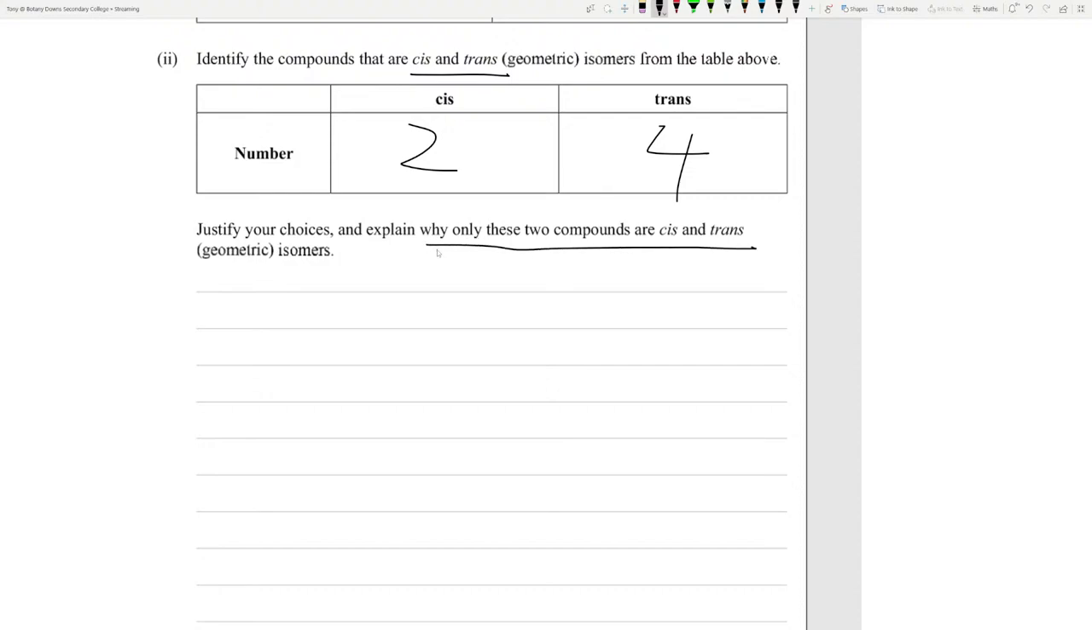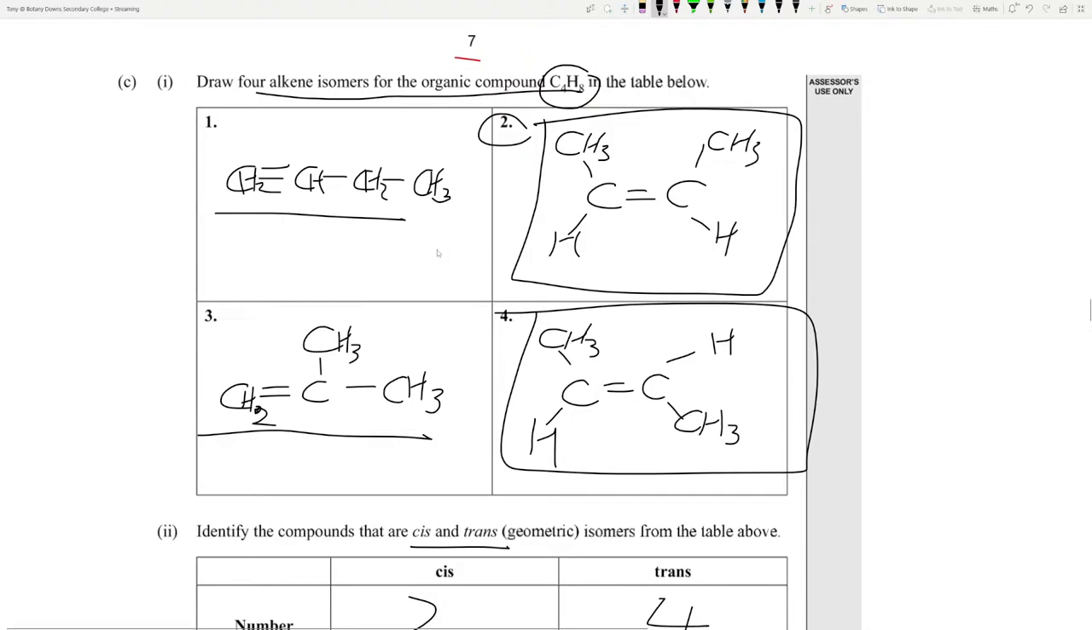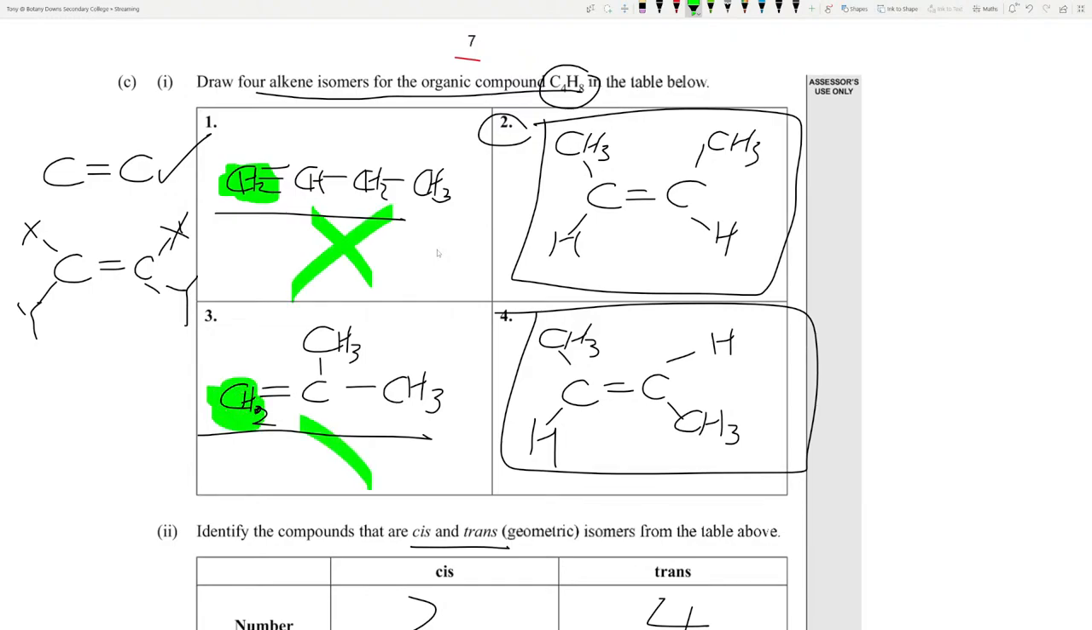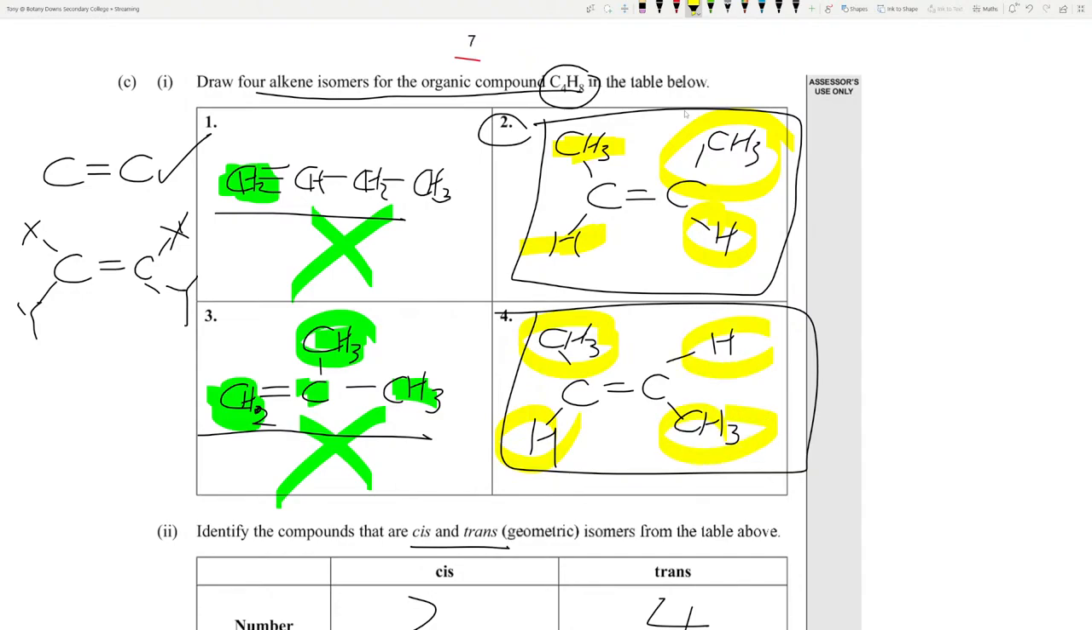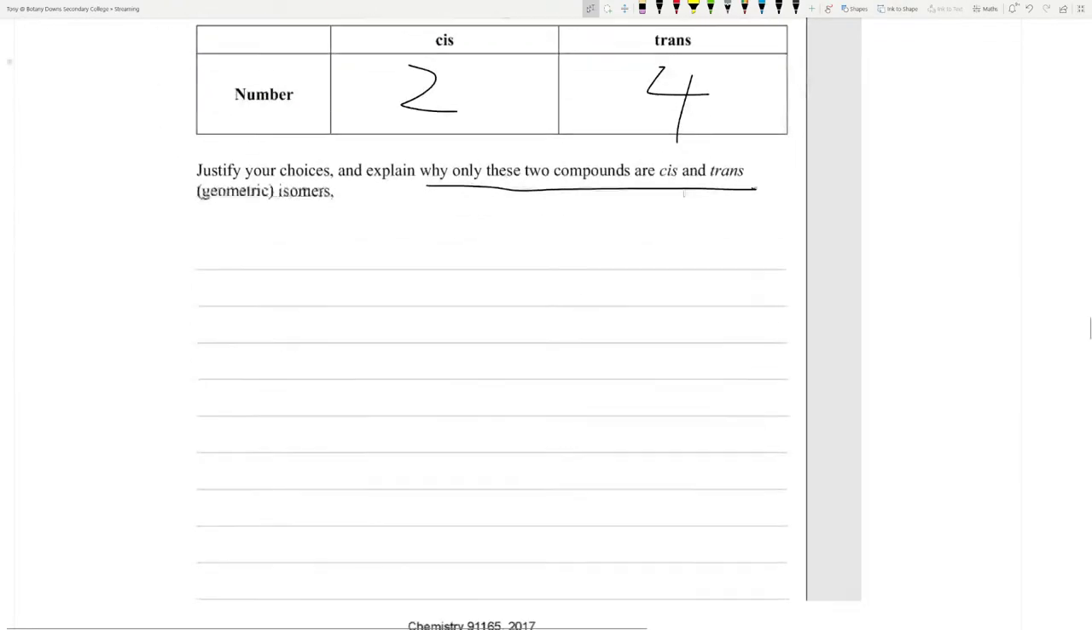Right, now justify the choice: why only these two have cis and trans isomers. This is where you need to understand geometric isomers. Remember the two conditions we talked about? You must have a double bond, and all of them have this. And then the two groups bonding to the carbons in the double bond must be different. If you look over here, there's two hydrogens, wrong. Over here, two hydrogens, wrong, because it cannot be the same atom bonding to the carbon in the double bond. Even this one, look at that, that's wrong as well. So the two things bonding to the carbon with a double bond have to be different. Over here, this is the correct one. Can you see this and this are different? Can you see this and this are different? So that's your criteria. That's why only those two form those, and you can explain it like that.